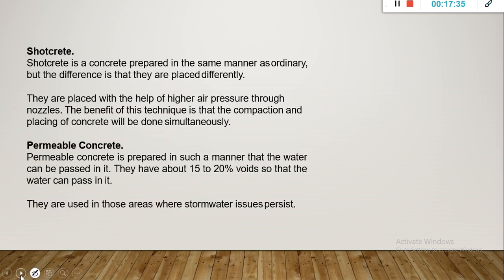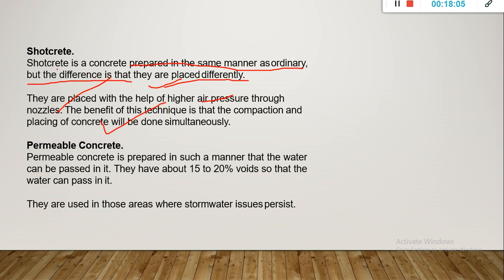Then shotcrete, very important. Shotcrete is a concrete prepared in the same manner as ordinary concrete, but the difference is that it is placed differently. They are placed with the help of higher air pressure, through nozzles. The benefit of this technique is that compaction and placing of concrete are done simultaneously. So compaction aru concrete placing ei duita ekeloge hoi jay shotcrete.